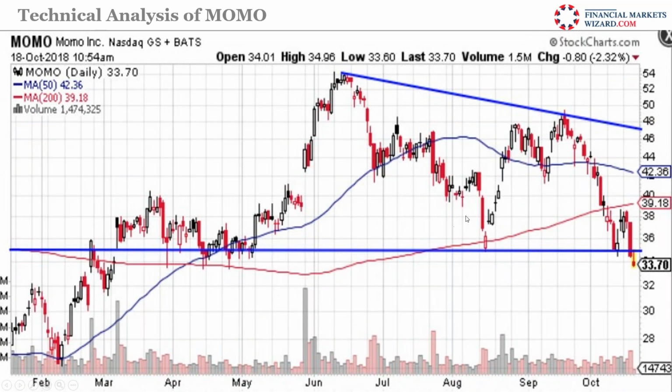Anyway, Momo. Now this Momo fooled me. When I saw Momo, you see on the 18th of October, 10:54 a.m., this is what I saw. This blue line is a support line, and the stock has been bouncing above the support line, but it doesn't mean anything. It can break. And that's what it did. It broke this, and it was down 33 cents when I spotted it.